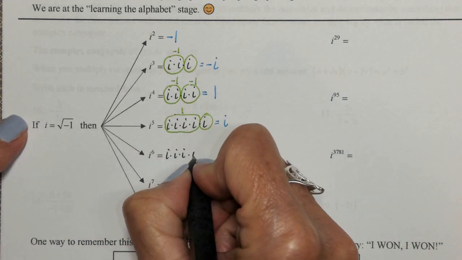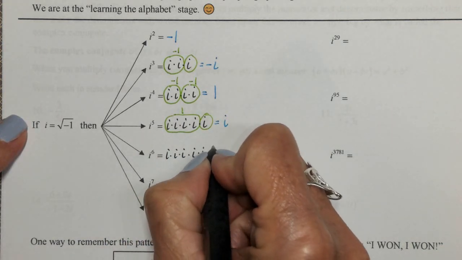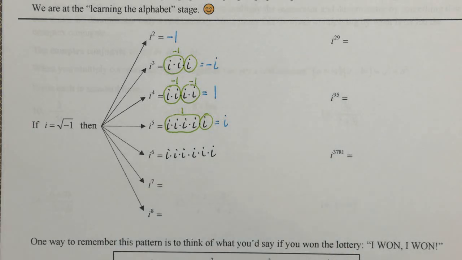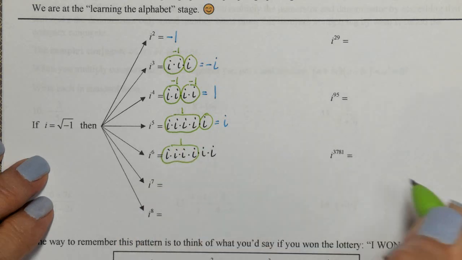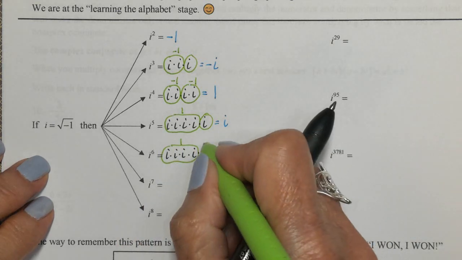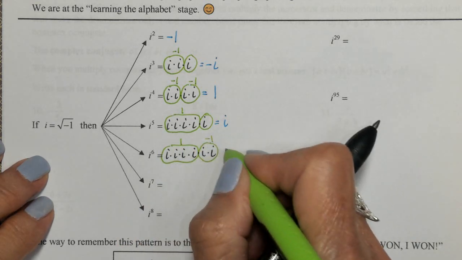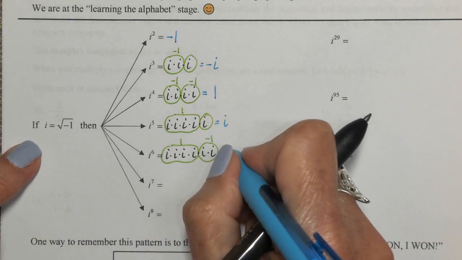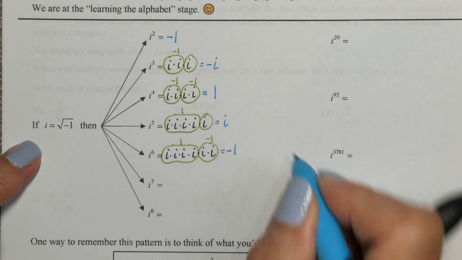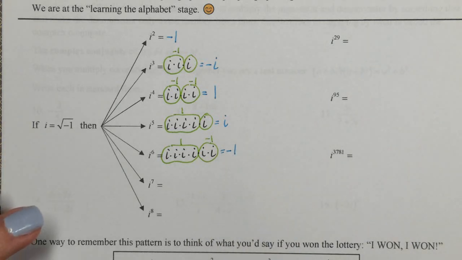I times i times i times i times i times i is 6 i's, yeah? Okay, i to the fourth is 1, right? i squared is -1, and 1 times -1 is -1. So i to the sixth is -1.